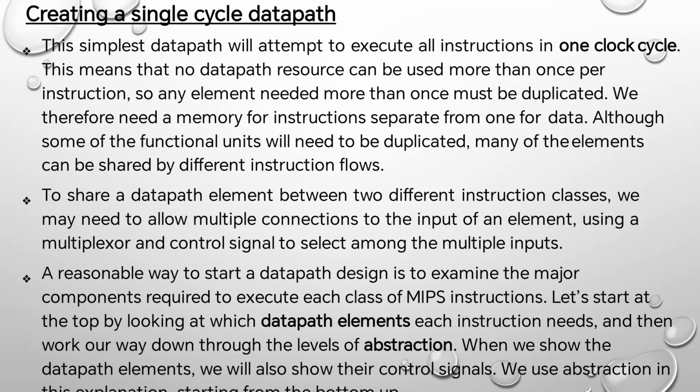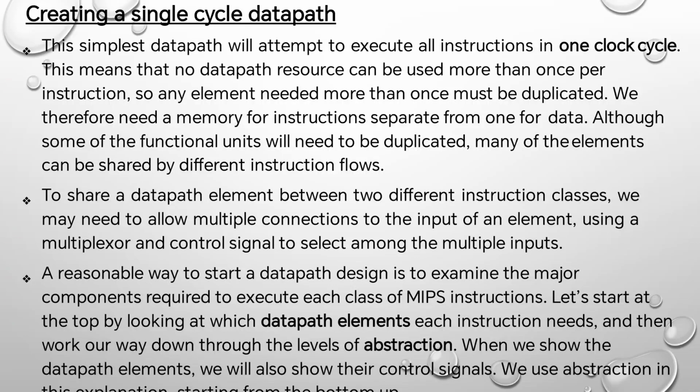Creating a single cycle datapath. The simplest datapath will attempt to execute all instructions in one clock cycle. This means that no datapath resource can be used more than once per instruction. So any element needed more than once must be duplicated. We therefore need a memory for instructions separate from one for data.